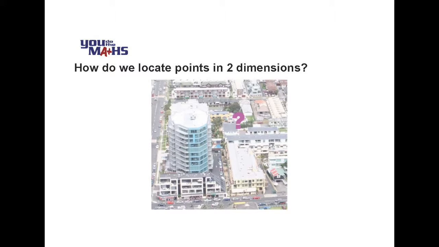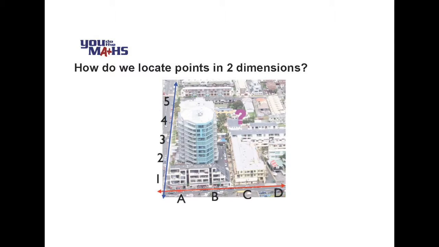what we could do is set up some axes. Now in this case we've got the red axis, a horizontal axis, and a blue vertical axis. They're not perfectly at 90 degrees to each other because we've aligned them to the roads here. But by using the locations on those axes, we could actually find a reference for our question mark. So for example, in this case, the question mark is approximately located where the C from the horizontal axis and the 4 from the vertical axis match.